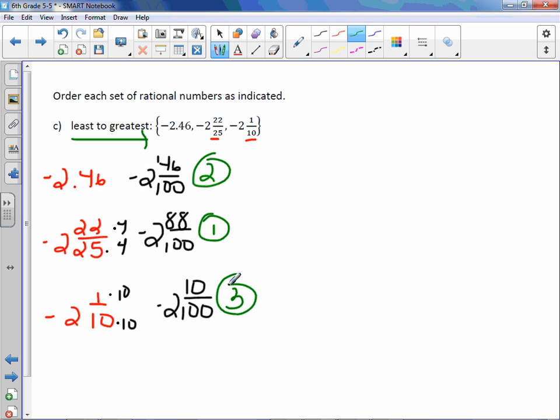Again, remember I'm going least to greatest. So if I'm thinking backwards, and these were all positive, greatest to least would be 1, 2, 3. But they're negatives. So again, 1, 2, 3, greatest to least. So in our original form: negative 2 and 22/25, negative 2.46, and negative 2 and 1/10.